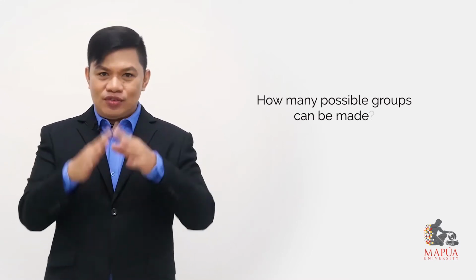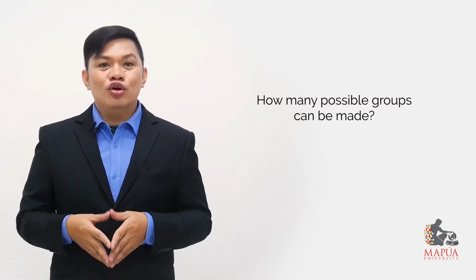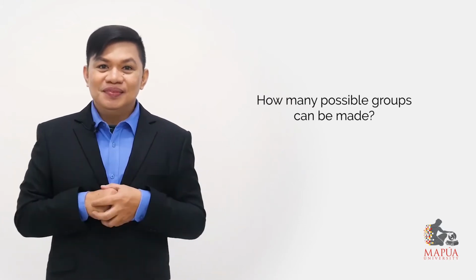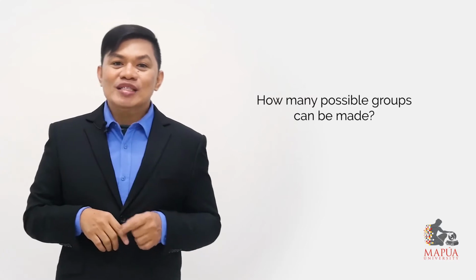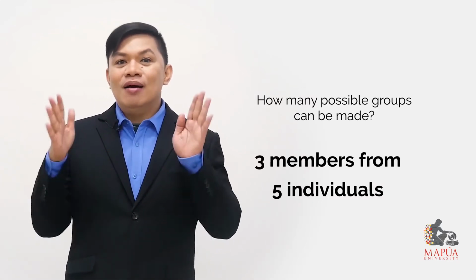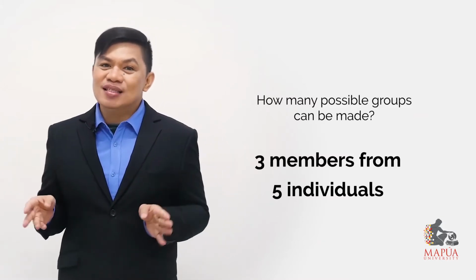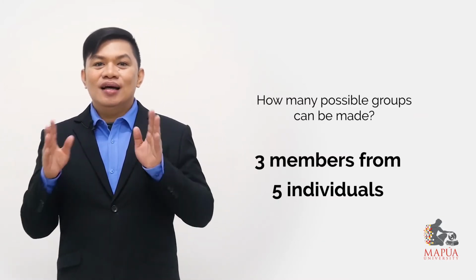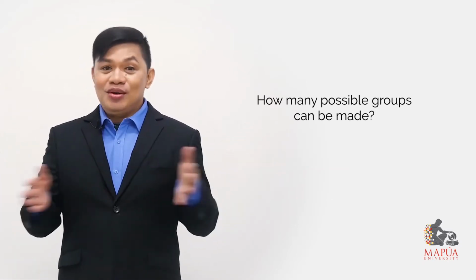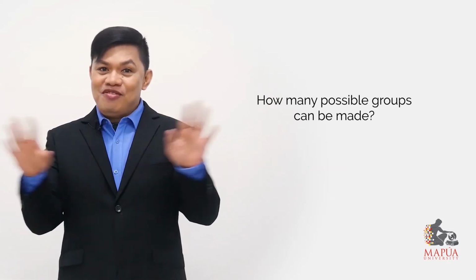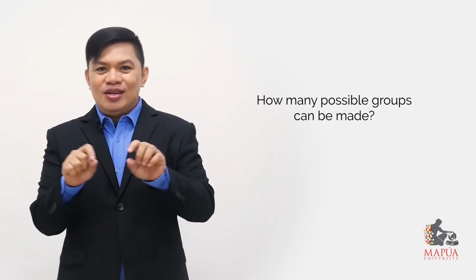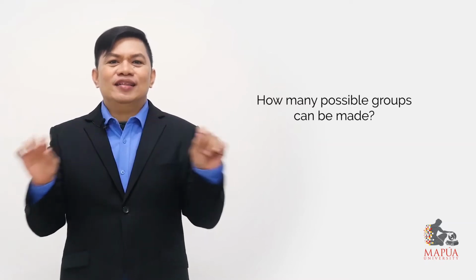First thing is, how many possible groupings can we have? Any idea? Remember, we are going to select 3 individuals from the available 5 individuals. How many ways can we select a group with 3 members? Well, you can play with the names. You have only 5 names available now, and you can segregate them 3 at a time and so on.